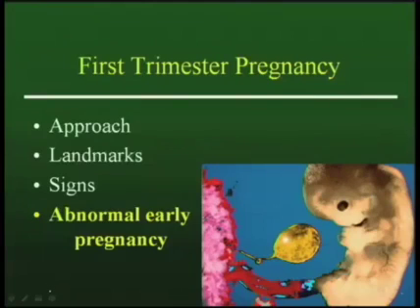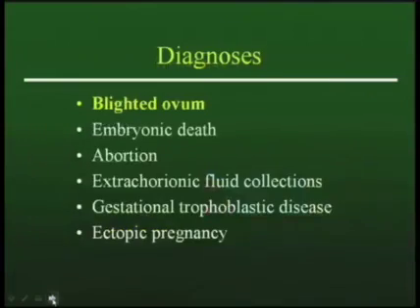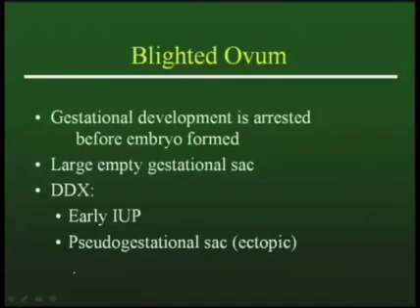So how do we apply these signs for diagnosis? We'll take up several topics of abnormal first trimester pregnancy: blighted ovum, embryonic death, abortion, extrachorionic fluid collection, gestational trophoblastic disease, and ectopic pregnancy. Blighted ovum is also called an embryonic pregnancy. Basically, what has happened is that the gestational development is arrested before the embryo forms. What you will see by ultrasound is a large empty gestational sac, and the differential diagnosis would be early IUP or pseudogestational sac of ectopic.